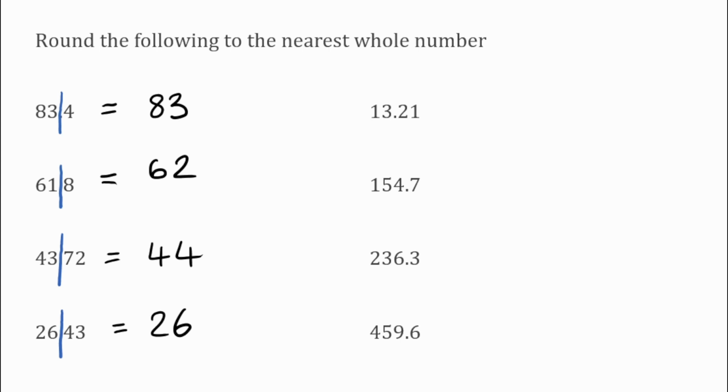Moving on, we've got 13.21. So again, drawing our line through the decimal. We're then focusing on that first digit on the right, which is a 2. Because it's a 2, we're going to keep the previous digit the same. So the 3 would remain as a 3, meaning that 13.21 would just round down to 13.